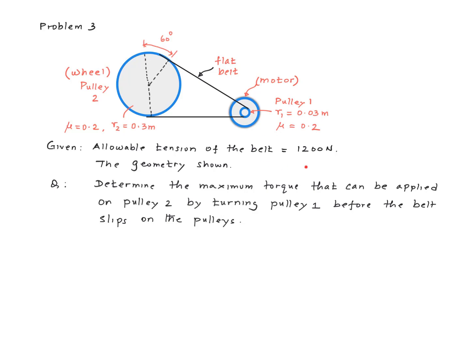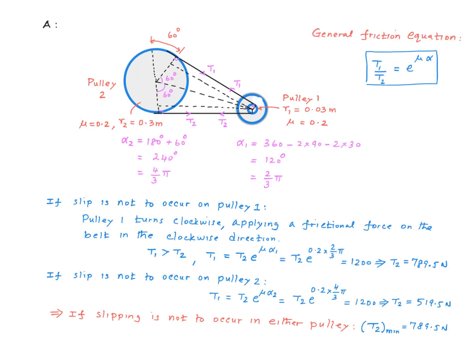The allowable tension of the belt is 1200 Newton. The question is to determine the maximum torque that can be applied on the wheel before slippage occurs between the belt and the pulleys. Let's keep a general friction equation here. Let's first find out if slipping is to occur, whether it's going to occur on pulley 1 or pulley 2 first. I have drawn some lines here that should help us find the contact angle for the two pulleys.